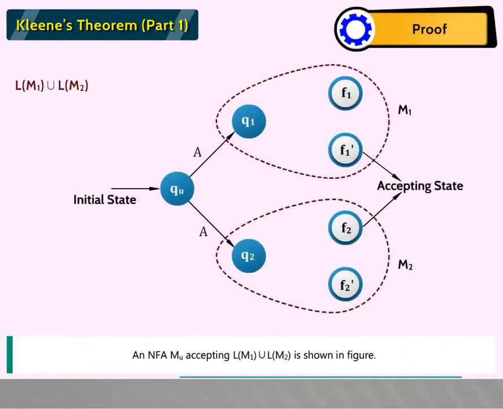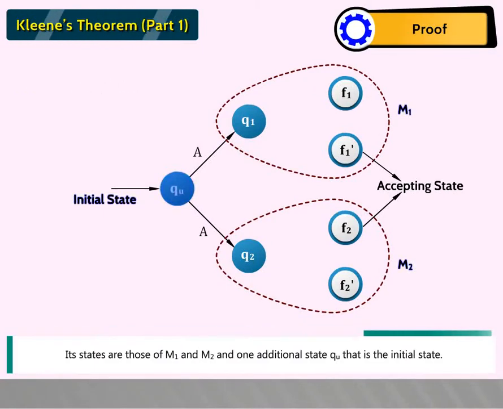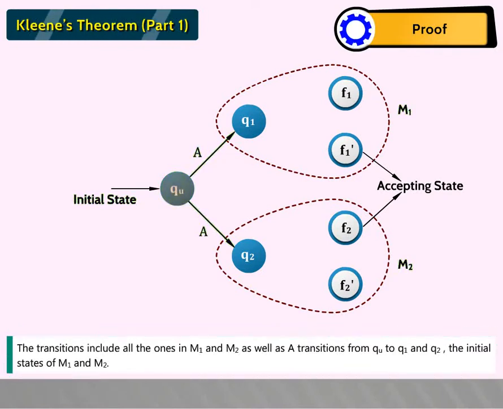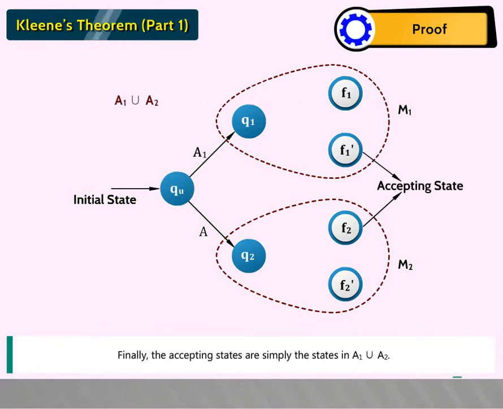An NFA MU accepting L(M1) ∪ L(M2) is shown in the figure. Its states are those of M1 and M2 and one additional state qU, that is the initial state. The transitions include all the ones in M1 and M2 as well as Λ transitions from qU to q1 and q2, the initial states of M1 and M2. Finally, the accepting states are simply the states in A1 ∪ A2.